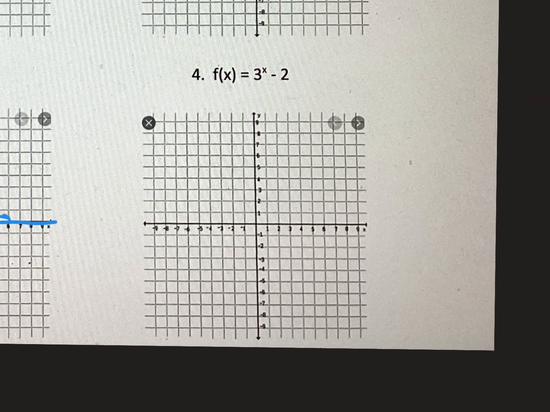Number 4 has a -2. On the outside, the -2 is going to shift everything down 2, so it shifts my asymptote down 2. I'm going to go up 1 for my next point.